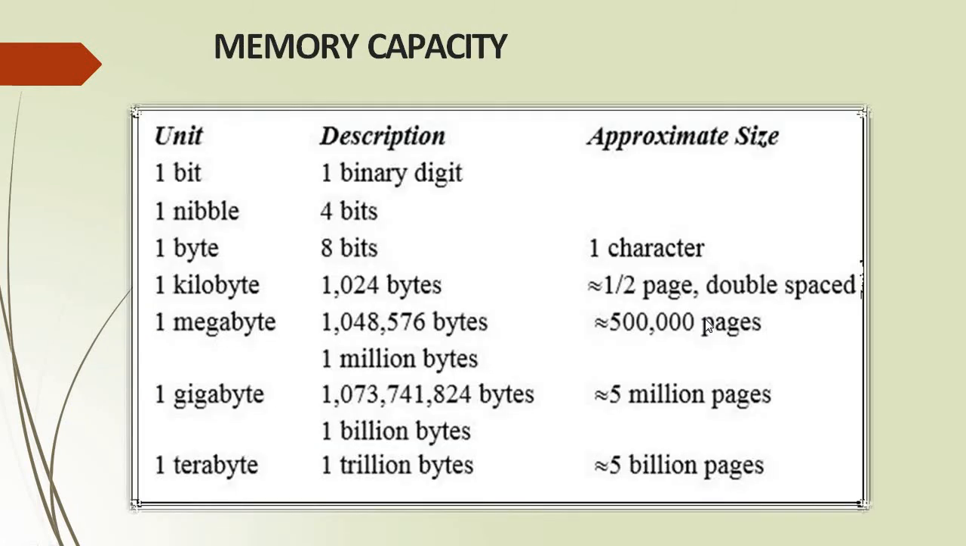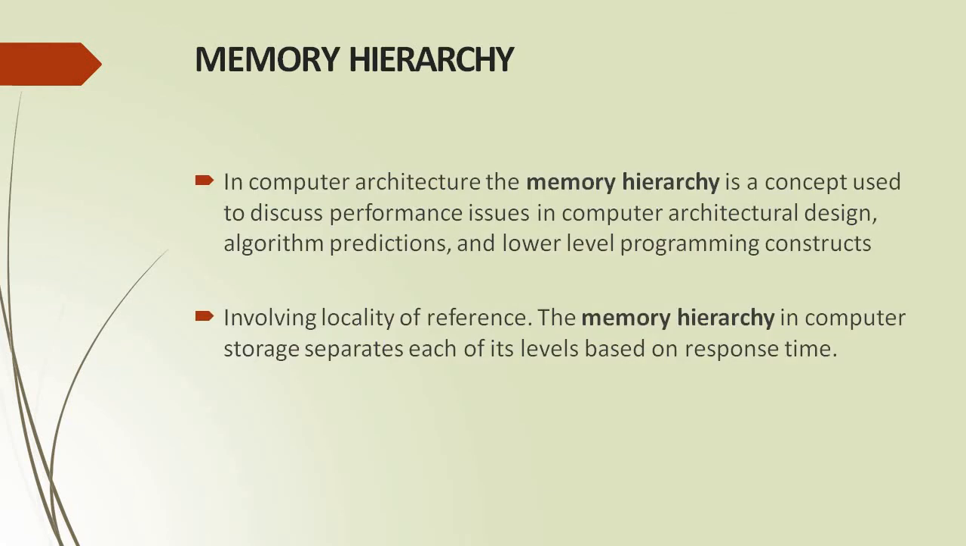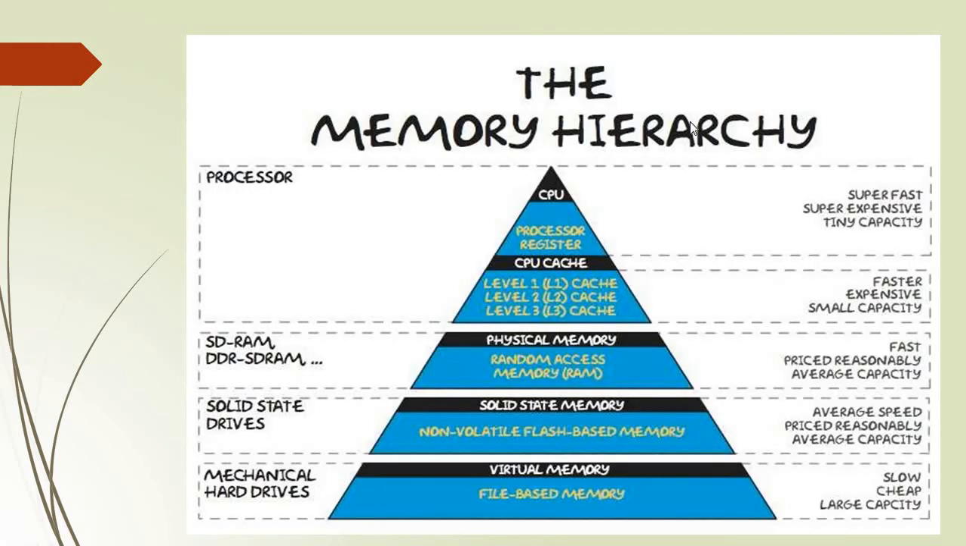Here we have learned about the memory capacities, which unit describes how much storage capacity. Memory hierarchy, we have learned about the memory hierarchies which are based on the storage capacities. So here is the memory hierarchy on the basis of processor, SDRAM, solid state devices, and mechanical hard drives.